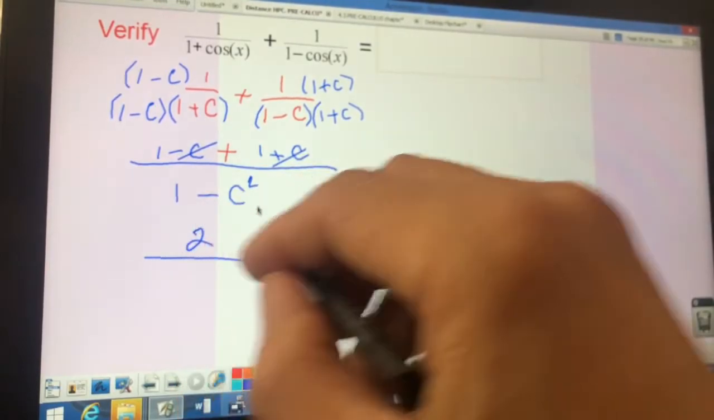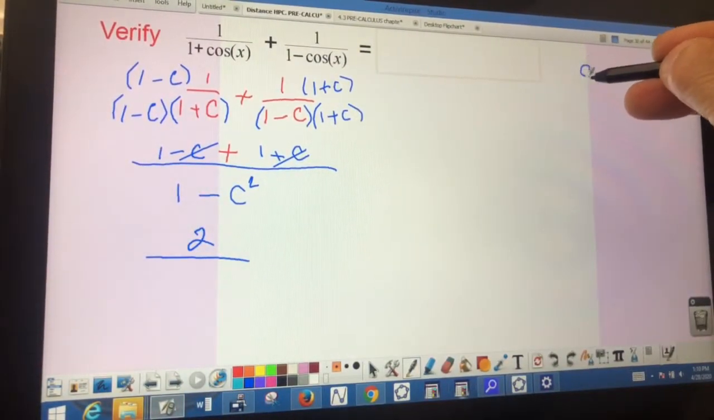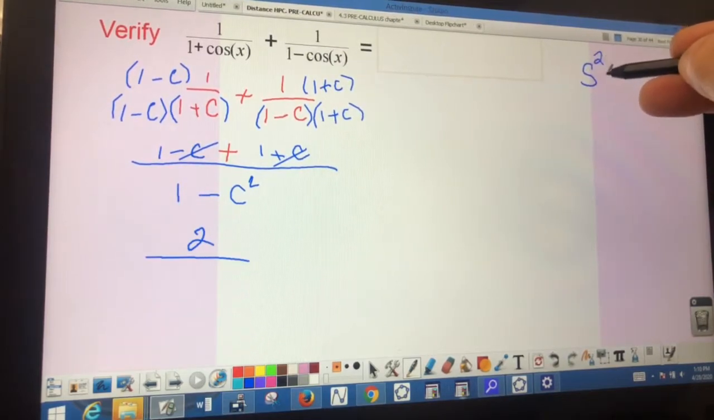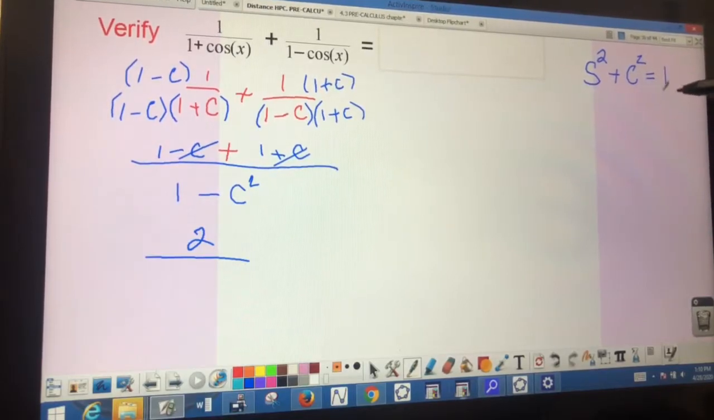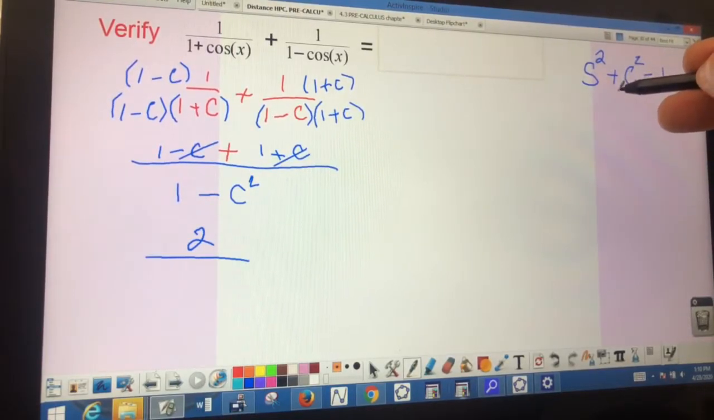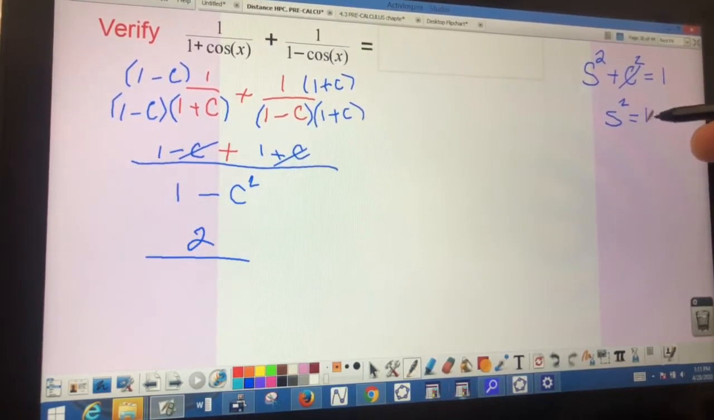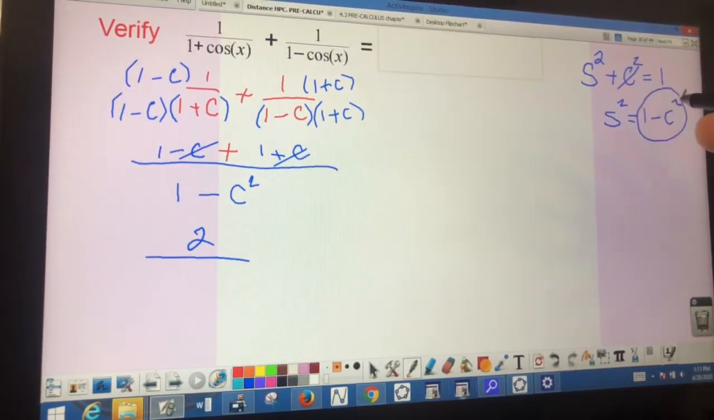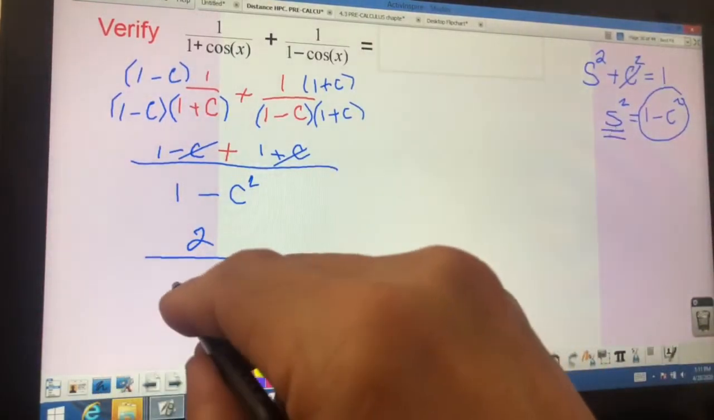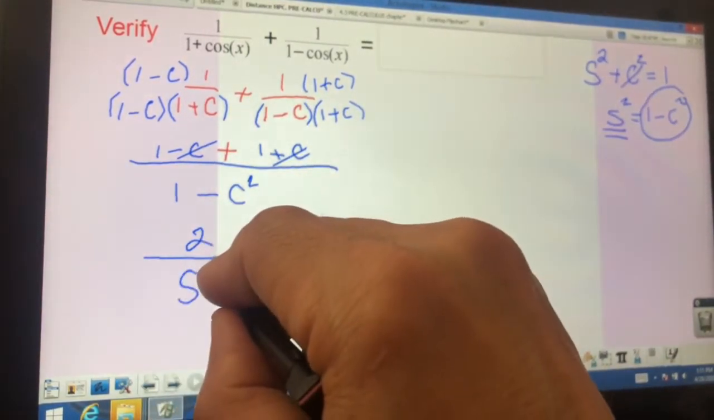So now 1 minus cosine square, if you remember that Pythagorean theorem, the biggest thing in chapter 5.1, sine square plus cosine square equals 1. So if I subtract cosine square from both sides, I'll get sine square equals 1 minus cosine square. So 1 minus cosine square is sine square. And again, I did not write the sine and cosine, spell it out. I just used the S for that.